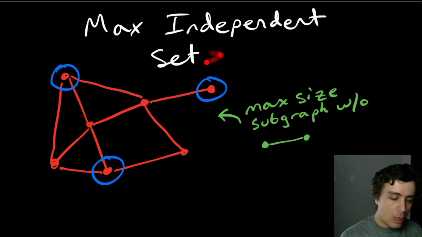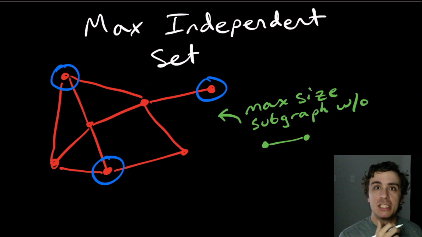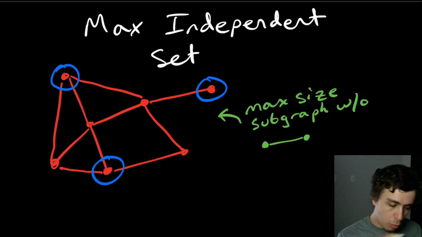So what we want to do is solve the maximum independent set problem as quickly as possible. And this is a famous NP-complete problem. So it's not known whether there's a polynomial time algorithm for it or not, but we want to do as best as we can nonetheless. All right, so what can we do?